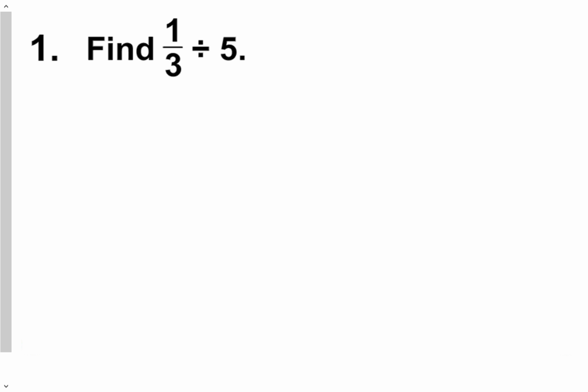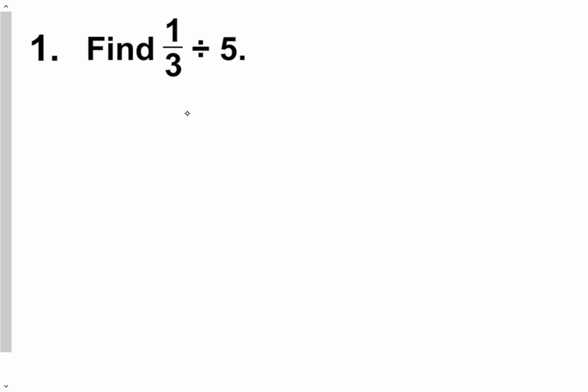Here's example number 1. Find 1/3 divided by 5. Now before you start dividing and flipping over anything, you want to make sure that both of the fractions are in fraction form, which means they have to have just a numerator and just a denominator. So in the cases of whole numbers and mixed numbers, you want to make them improper first before you start changing the division sentence into multiplication.